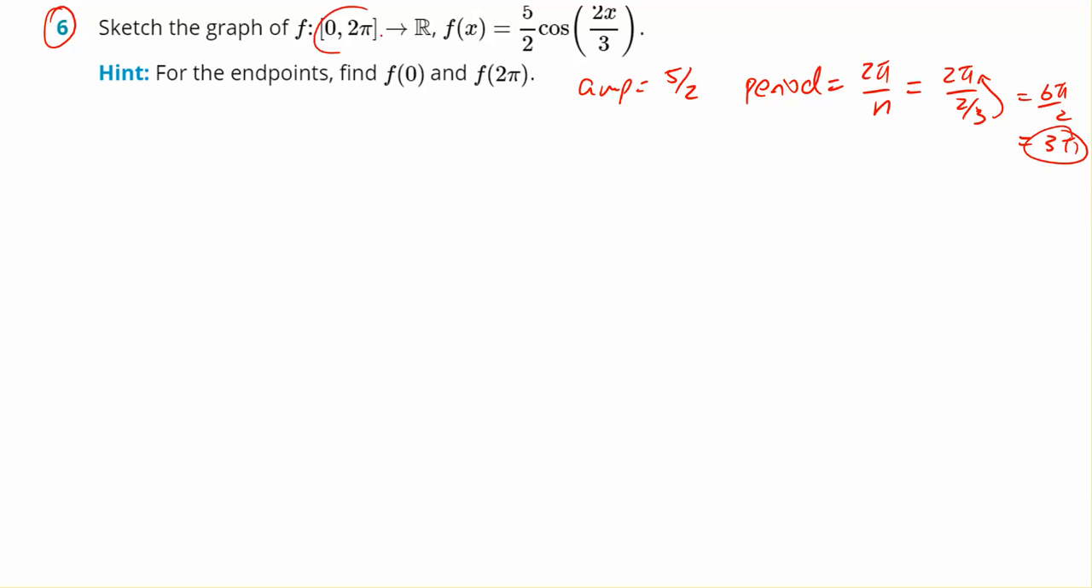Okay. Now you notice that the period is 3 pi. Our domain is 0 to 2 pi, meaning my graph is going to get cut short. It's going to cut short because in order for the graph to fully express itself in one cycle, like for the cos graph like that, it needs a total of 3 pi. But hang on, we don't have 3 pi, we have only 2 pi.